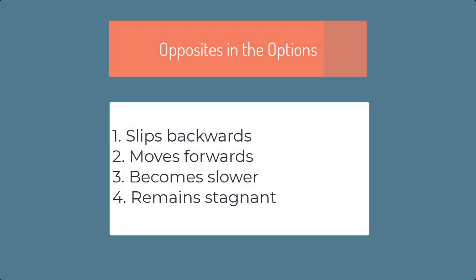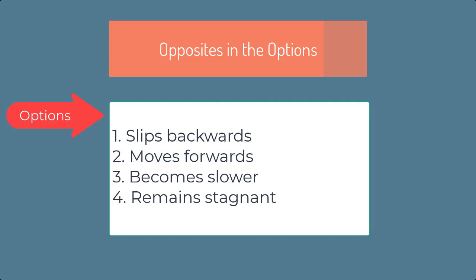When opposites appear in the options, they must be given serious consideration. Sometimes, a question will contain two options that are opposite of each other. They can be single words, or they can be statements that convey converse messages. One of them may be the correct answer, or they both can be eliminated from consideration.